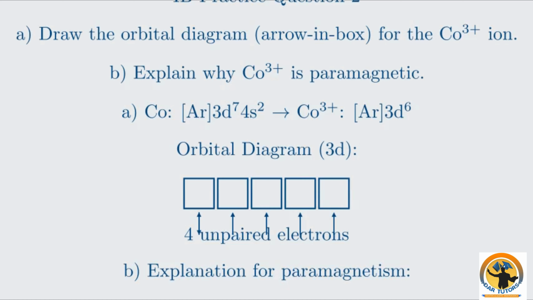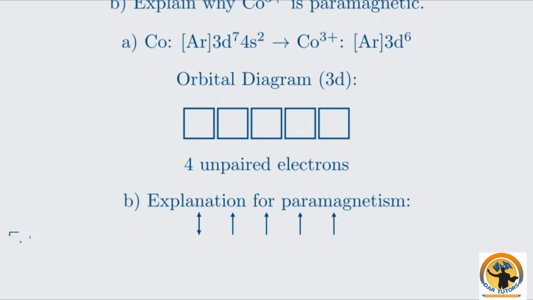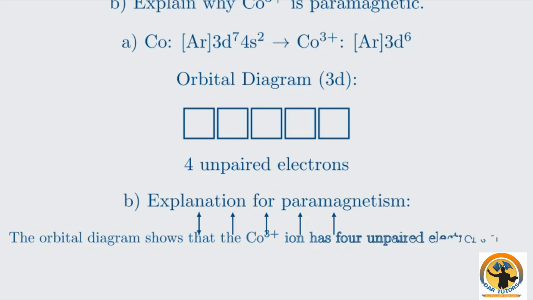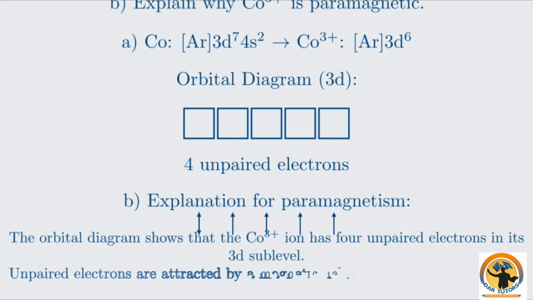For part B, the explanation for its paramagnetism is directly related to this. A substance is paramagnetic if it has unpaired electrons. Since the orbital diagram clearly shows 4 unpaired electrons in the 3d sublevel of the Co3+ ion, it will be attracted into a magnetic field and is therefore paramagnetic. This is the definition of paramagnetism.